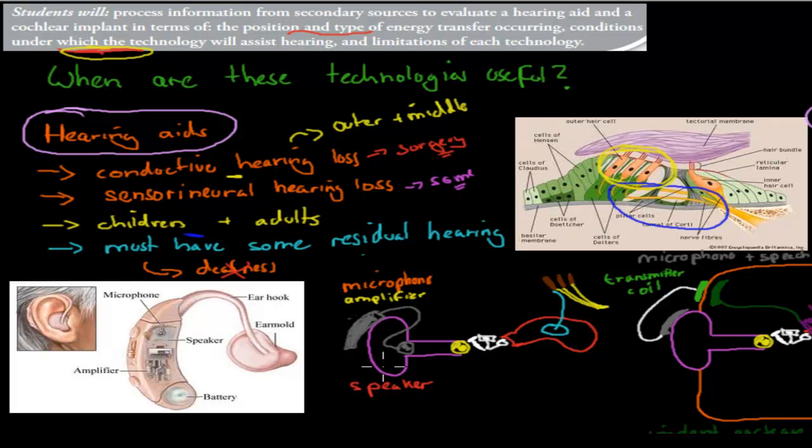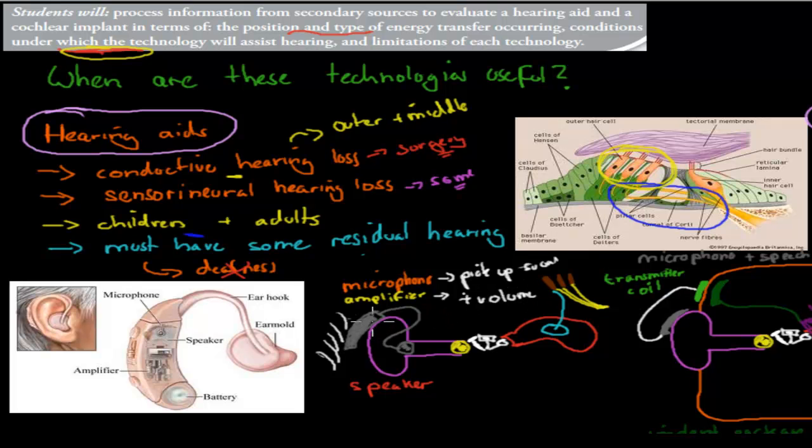So this is our pinna here, the outside of the ear. The microphone picks up a signal. If you have sound coming from the outside, from here somewhere, it would pick up that sound, and then it would go to the amplifier. The amplifier makes the sound louder, so it ups the volume. So plus volume, it makes it louder, right?